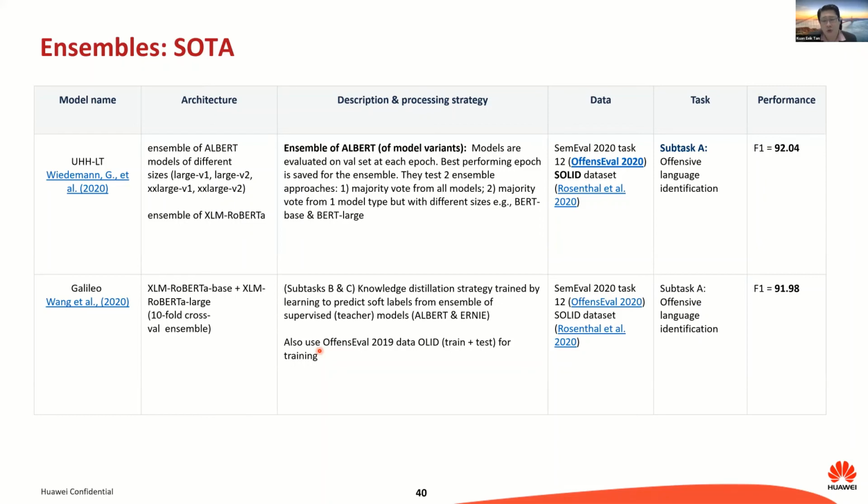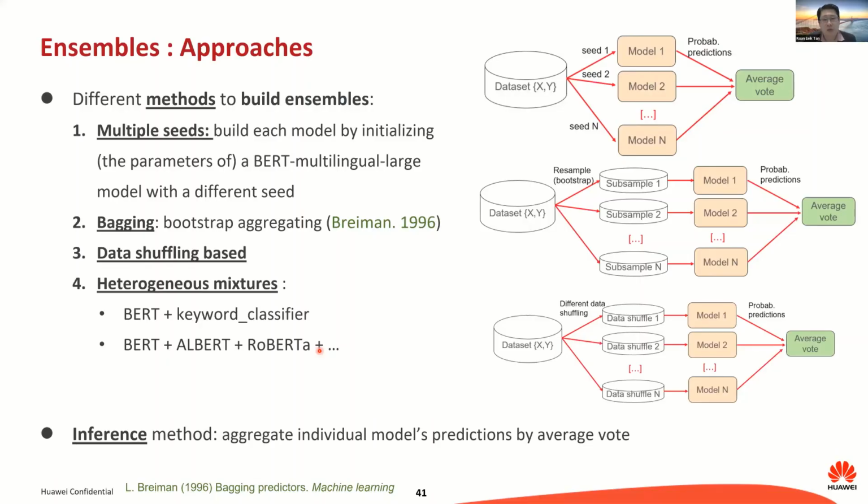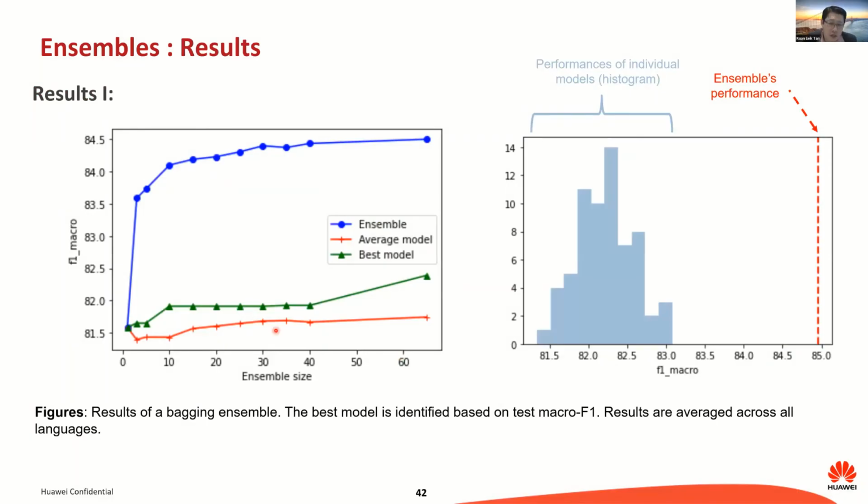And we've also been exploring different methods to build an ensemble model, from multi-seed approaches, bagging, and data shuffling, to heterogeneous mixtures of different types of ensembles. And we've seen that in any ensemble, for example this bagging ensemble, but this picture also applies in general to all other ensembles, the ensemble generally performs way better than the average and even the best model itself.